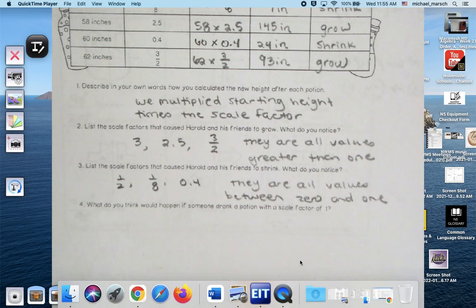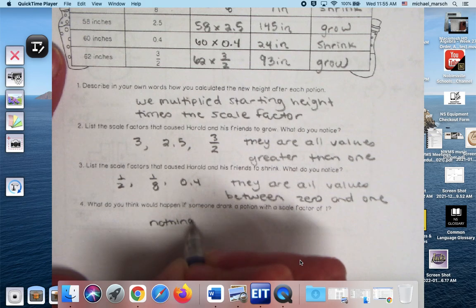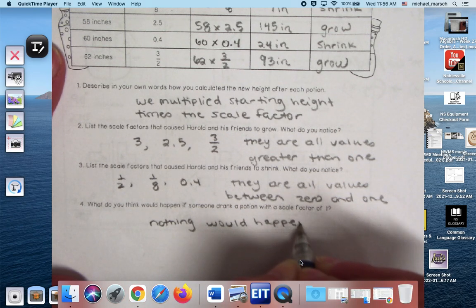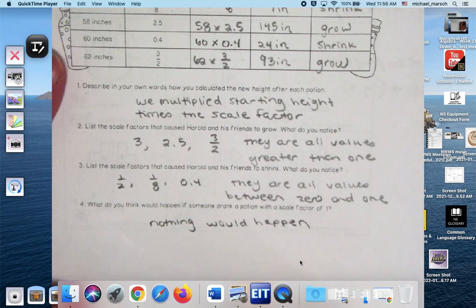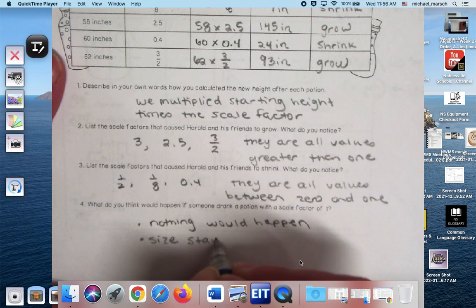What if you drank a potion that had a scale factor of 1? What's going to happen? Nothing, right? You're just going to stay your same size. Is that what you're going to say, Noah? Yep. Okay. So nothing would happen. Size stays the same.